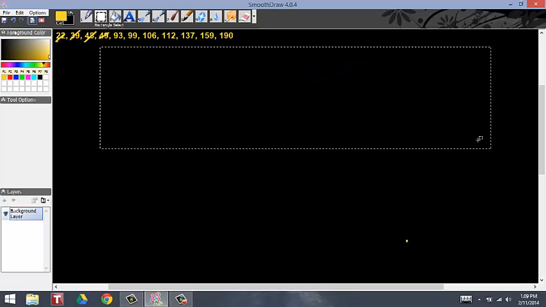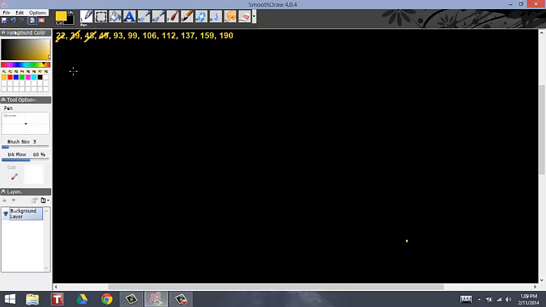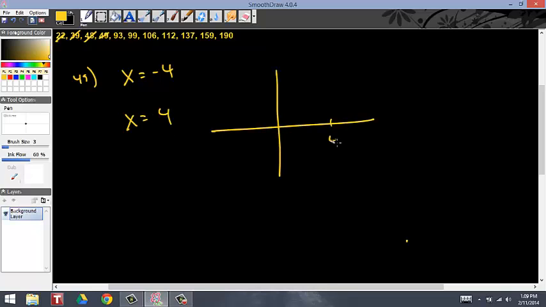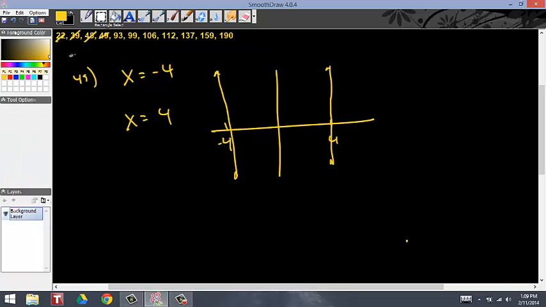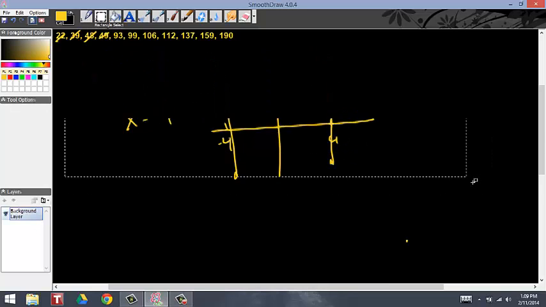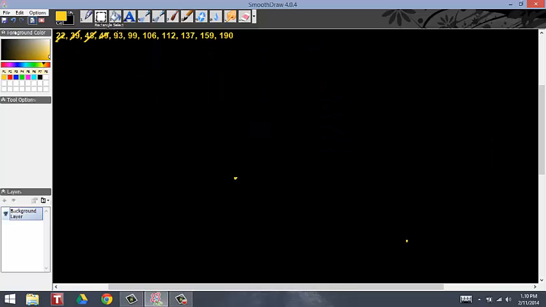Number 49. Oh, we're supposed to graph it? Okay, sorry. If we were supposed to graph it, that means that it's true. Then we get x equals -4 and x equals 4, right? So what that is, Koki, is at 4 and at -4, we get two vertical lines. That's what that is. Okay? All right, so that was number 49.